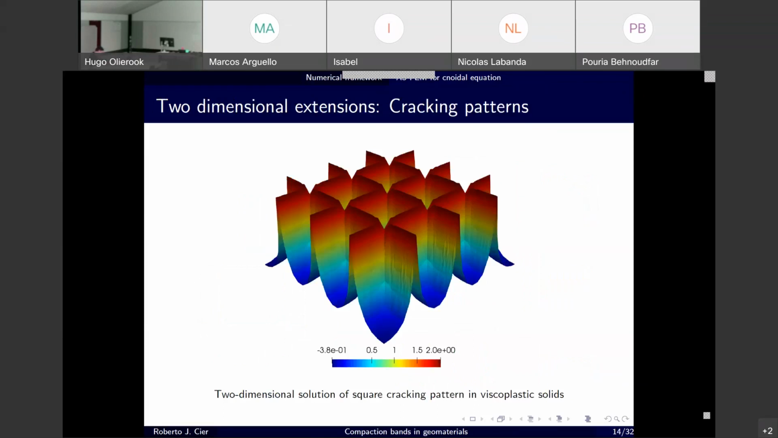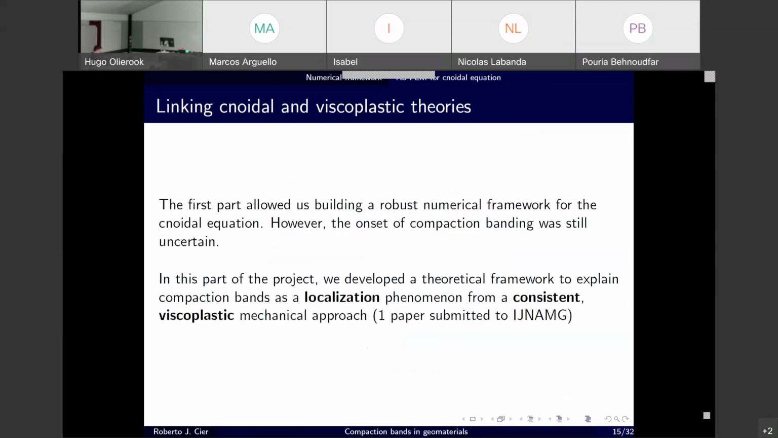Later we made some comparisons because we wanted to see the power of the method not only for a one-dimensional equation, but also for 2D equations. So we ended up solving an extension of the set of the conoidal equations for cracking in viscoplastic solids. And we can see that we can obtain patterns also in solids, like when clay shrinks on a surface. So all this first part of my project was focused on trying to build a numerical framework for a phenomenological explanation of what we were seeing in the compaction bands.